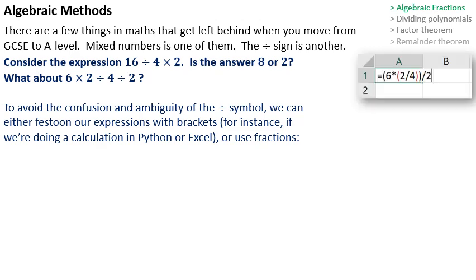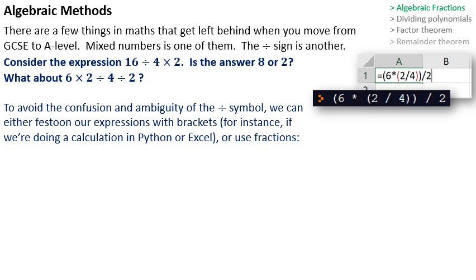So in Excel, you would write it out like this. Not all of those brackets are essential. You can play around and see which of them you could get rid of and have Excel still interpret this the way you think it should. In Python, you would do a similar thing. This is probably the clearest way of actually seeing what it is we're doing.